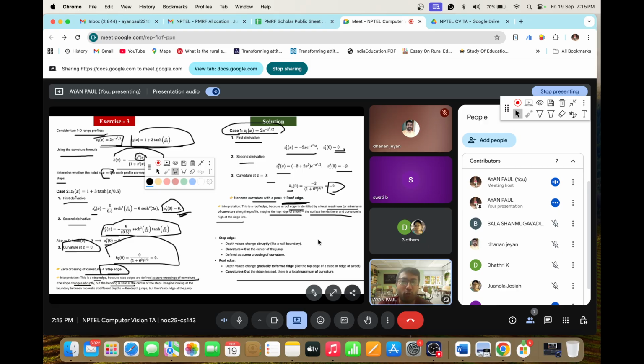Now for both these cases, the first derivative will have some values. But for a step edge, the second derivative will mostly be 0, or very small. So by that we can say it is a step edge. But for a roof edge, the second derivative will also have some value. So that is why we can say it is a roof edge. That is the difference between a step edge and a roof edge.